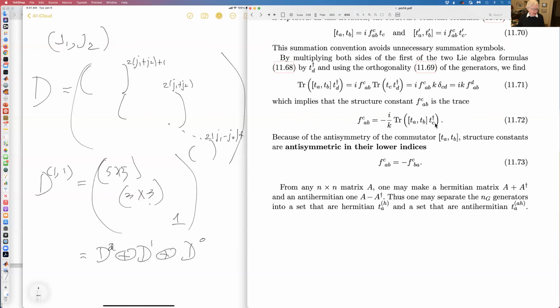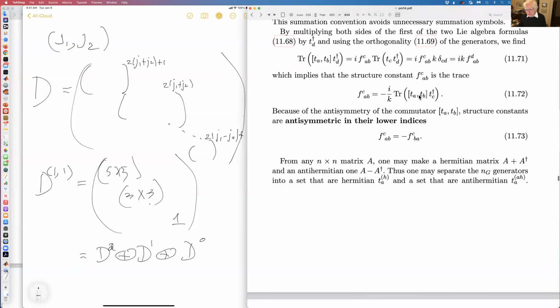You may be wondering, why do I thought we had all those i's in order to make the T's Hermitian. Well, that's true, but we can only make the T's Hermitian if the groups are compact. So if we want to be general and consider representations of non-compact groups, then we have to consider that the T's, the generators, are not necessarily Hermitian.